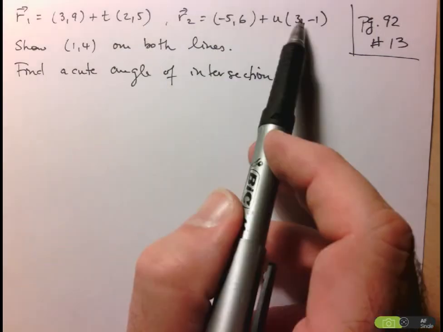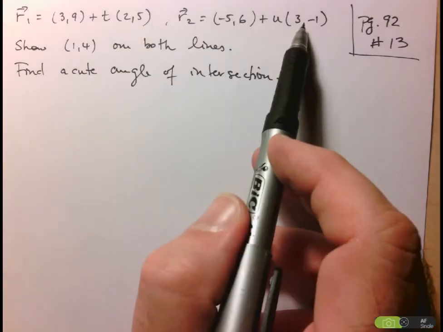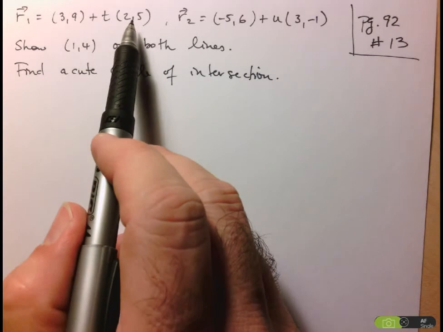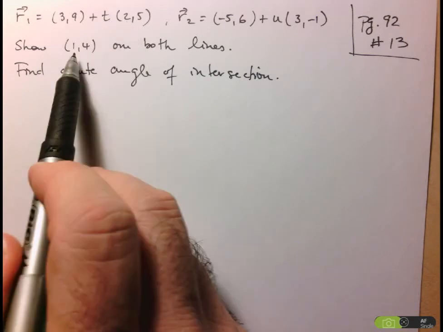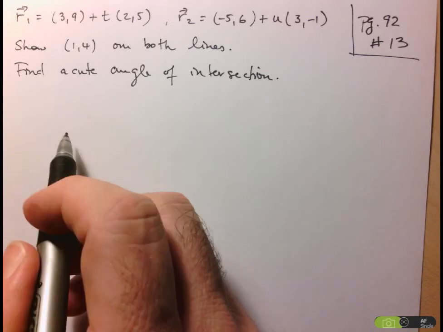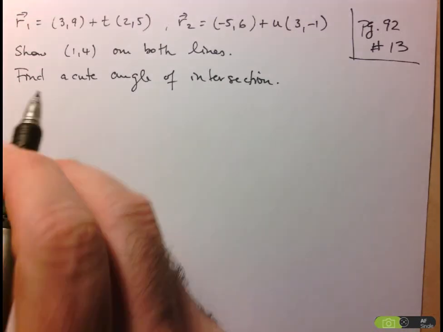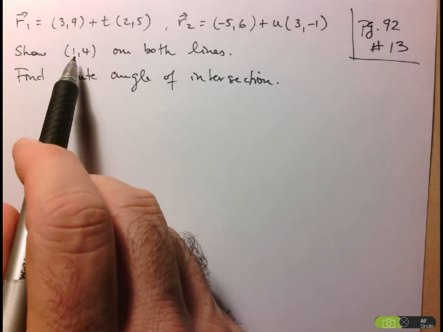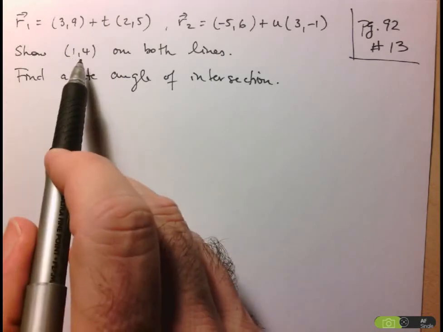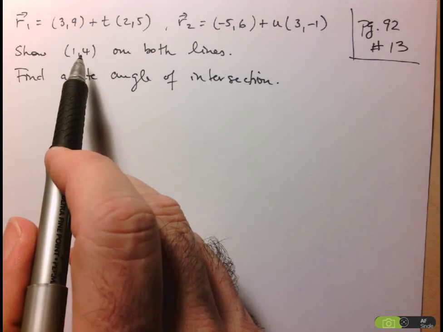First of all, just a quick note. We notice that these direction vectors are not parallel, which means that given that they're two lines in 2D, there must be just one point of intersection. And since we're showing that (1, 4) is on both lines, we're actually showing that (1, 4) is the point of intersection here. Okay? So just recall how we show that (1, 4) is on a given line, and it's a very similar procedure if we were working with a line in 3D.